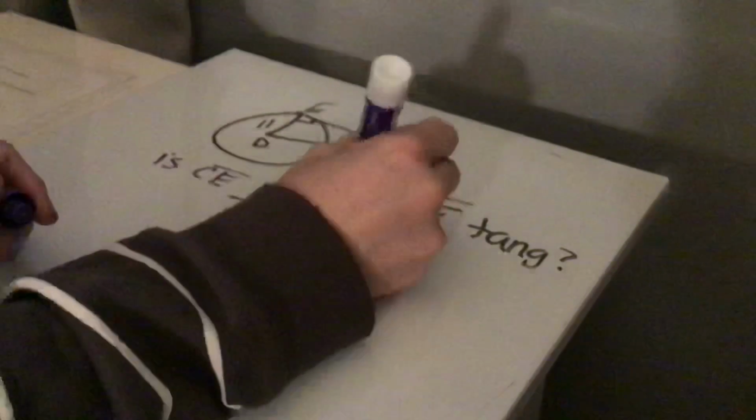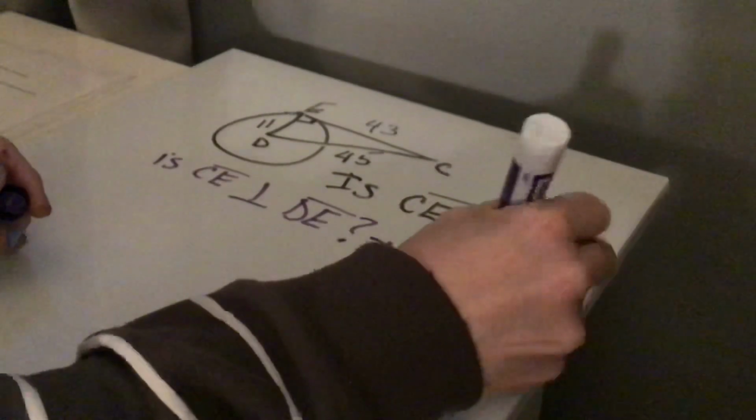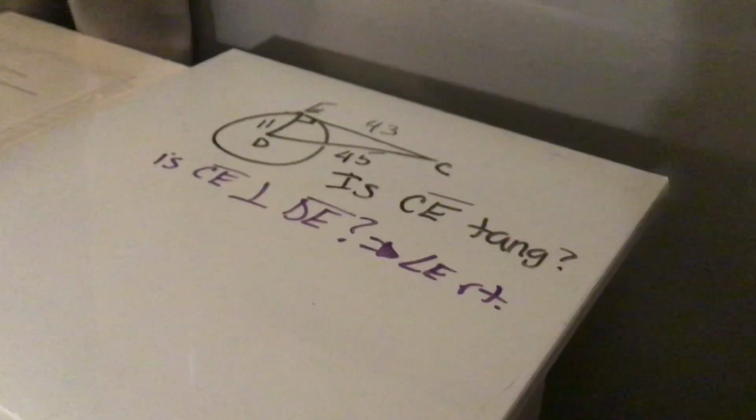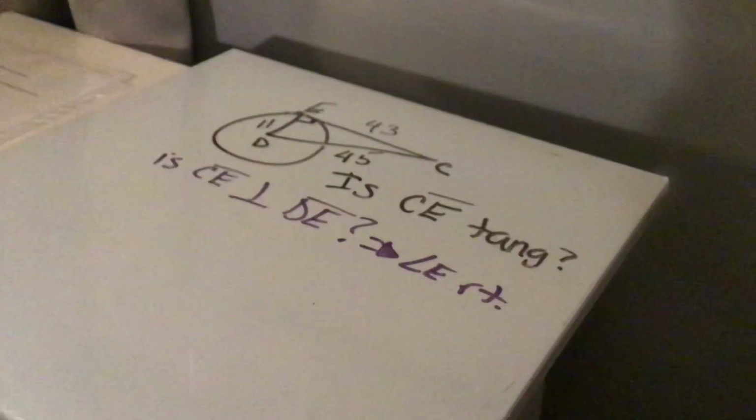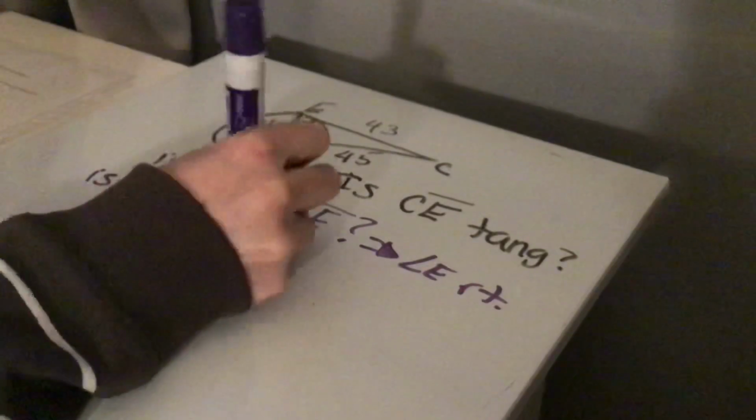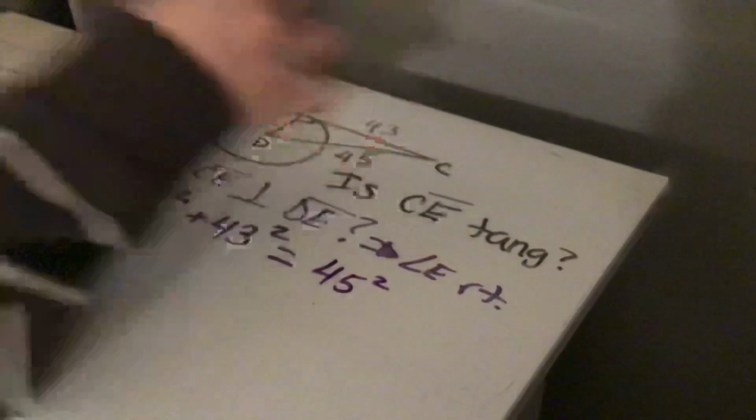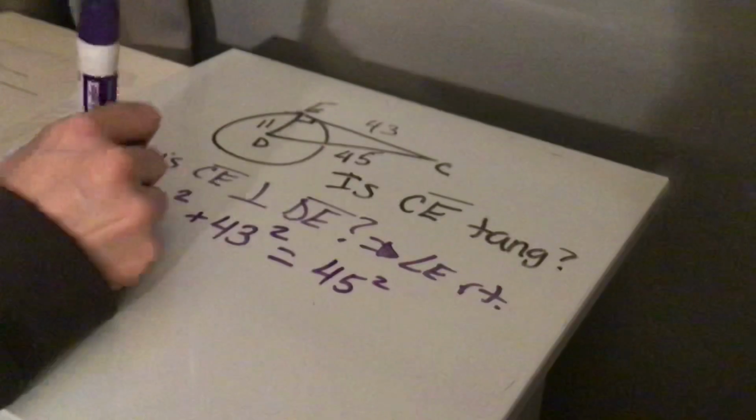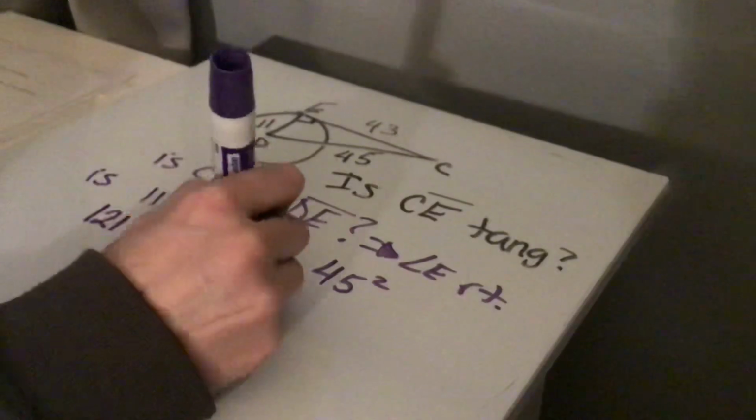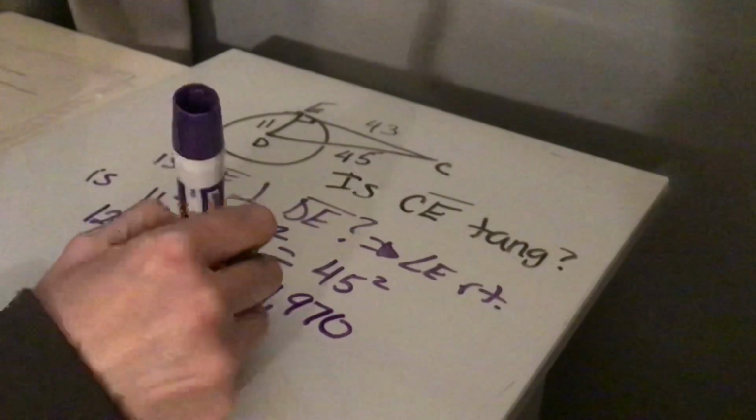Because DE is a radius. So if it is, that means that angle E would be right. So how do we decide, given a triangle, if we have a right angle? Well, the Pythagorean theorem. So 45 is the longest side. So we're going to say, is 11 squared plus 43 squared equal to 45 squared? Well, that's 121 plus 1,849. Does that equal 1,970? And it does not.